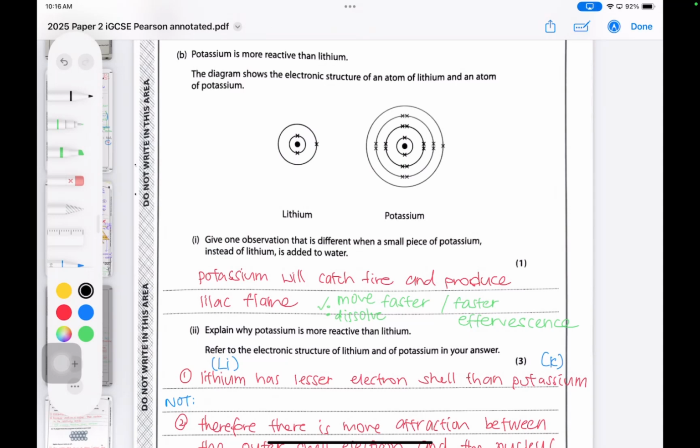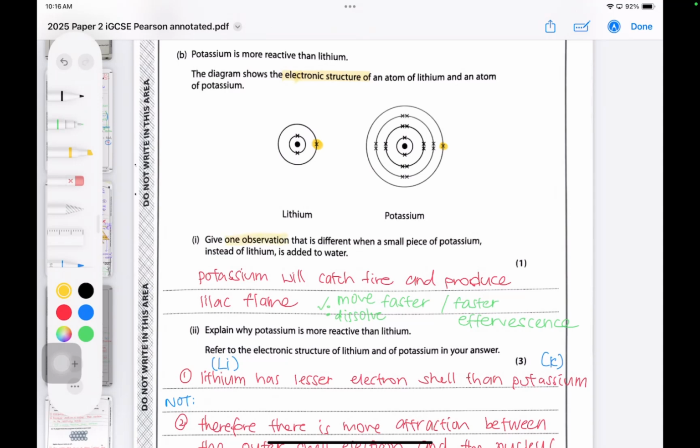Alright, so what we have here is a diagram, and they show you the size of the atom for lithium and potassium. So you are supposed to understand the electronic structure. Basically, it means how many electronic shells are there for each of them. So lithium has 2, and you can see the valence electron is here. And potassium has 1, 2, 3, 4 shells, and the last electron is over there. So they start off with a 1 mark question.